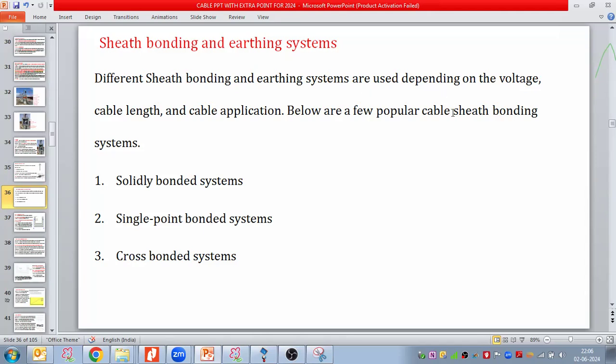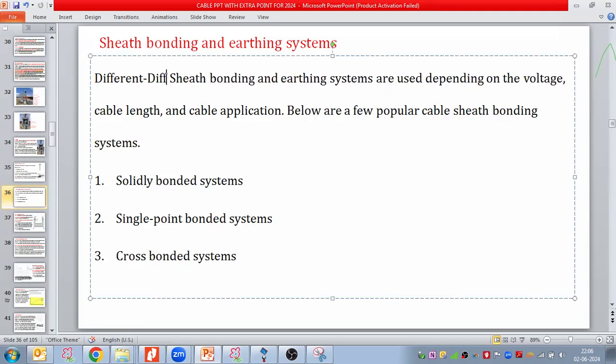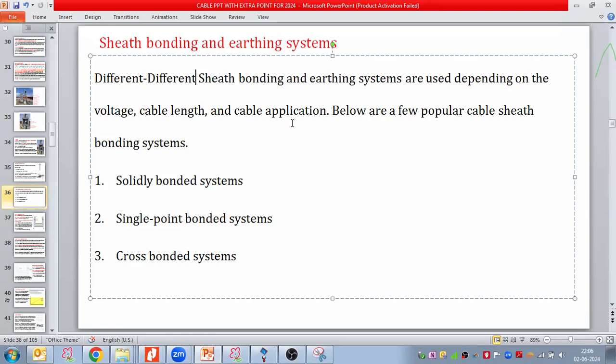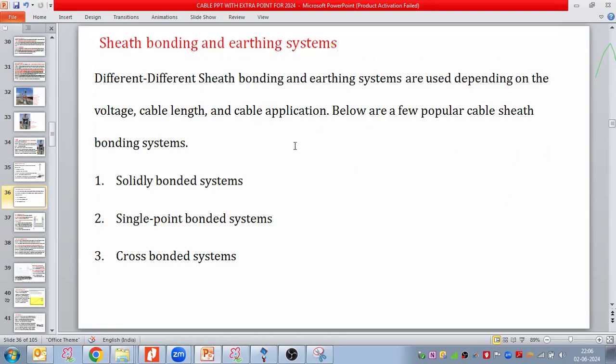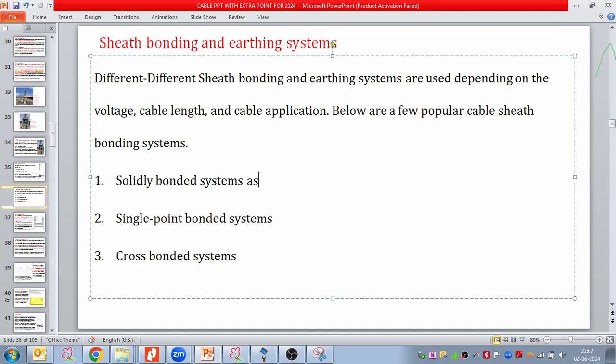Different types of sheath bonding and earthing systems are used depending on the voltage, the cable length, and the cable application. Below are a few popular or most used cable sheath bonding systems. First is the solidly bonded system, which we have discussed so far. Second is the single point bonded system. The solidly bonded system is also called both end bonding.